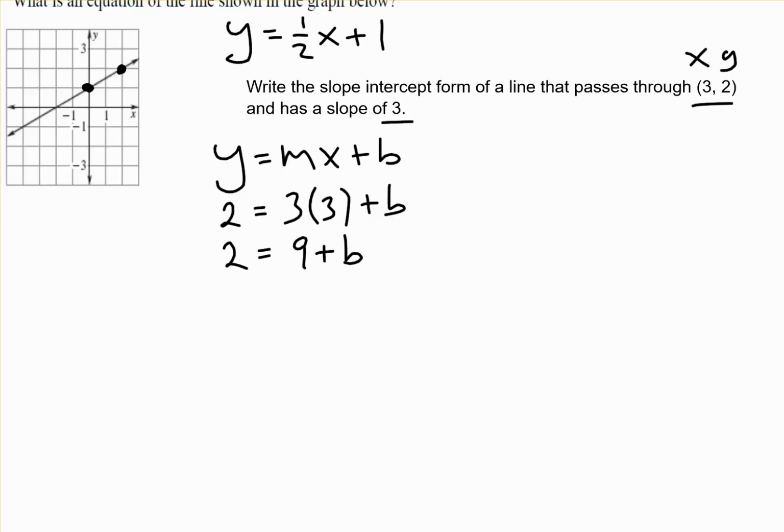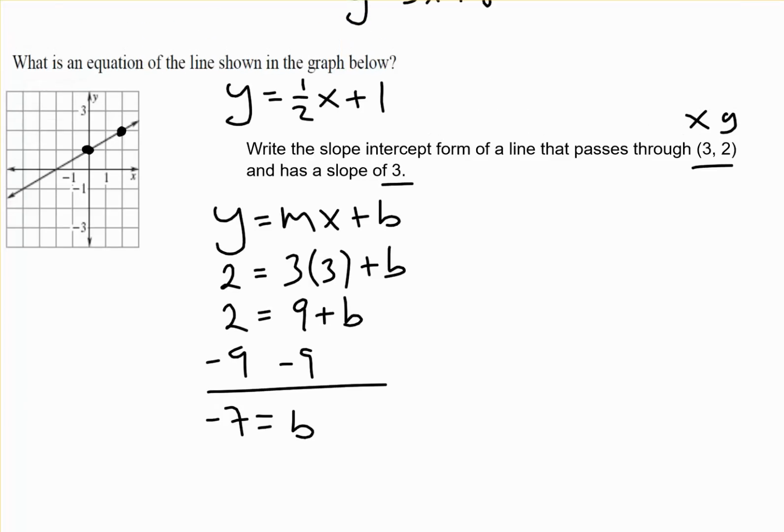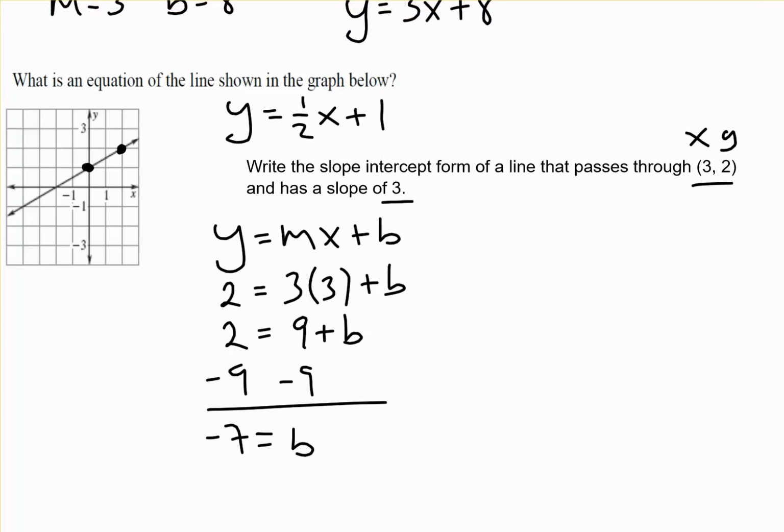We've got to subtract 9, and b equals -7. So our equation is going to be y equals, slope is 3, so 3x, and our b is -7. Y equals 3x minus 7.